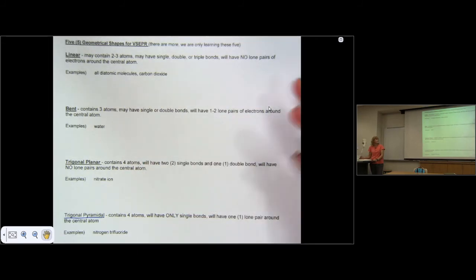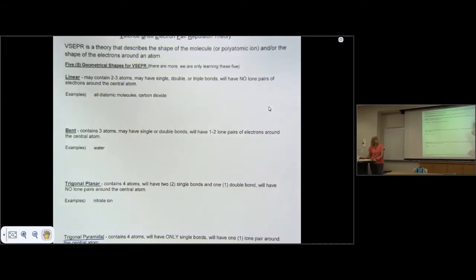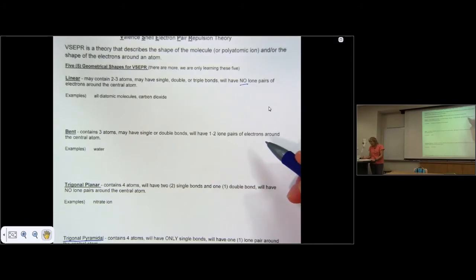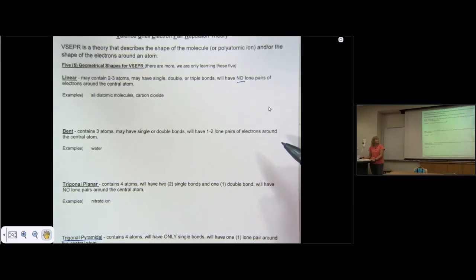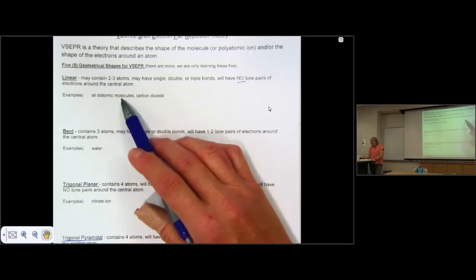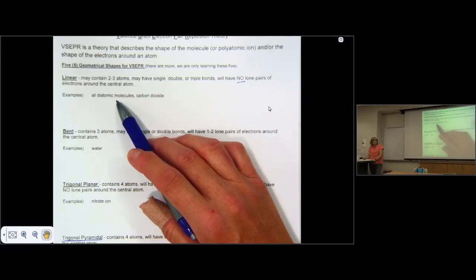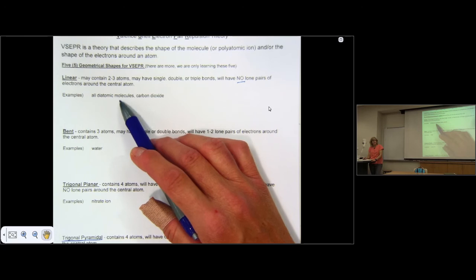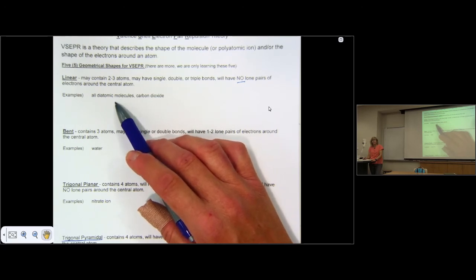So linear may contain 2 to 3 atoms, may have single, double, or triple bonds, but it will have no lone pairs of electrons around the central atom. What's a lone pair? 2 electrons that are not bonded to anything else, okay? So they're by themselves. That's a lone pair. So the key to linear is the no lone pairs. That's the key to linear. All diatomic molecules are going to be linear. Now that's like a duh. We all should say that on that one.